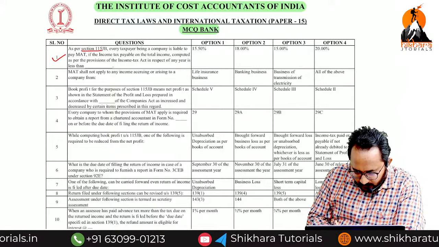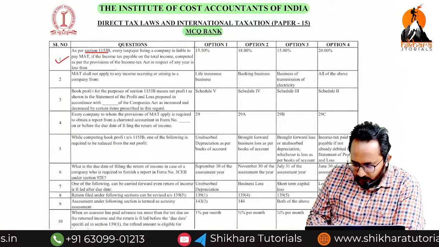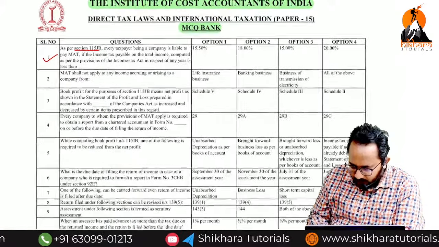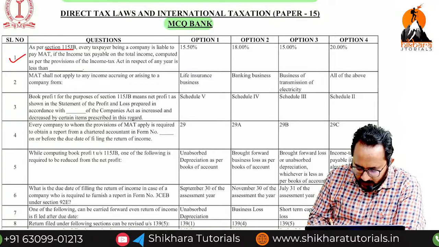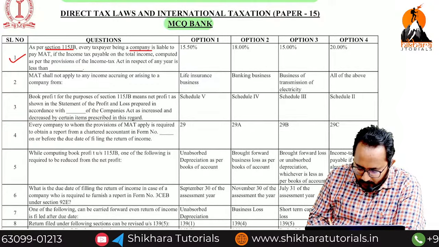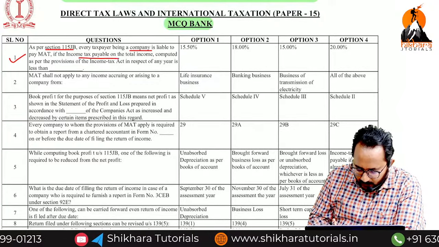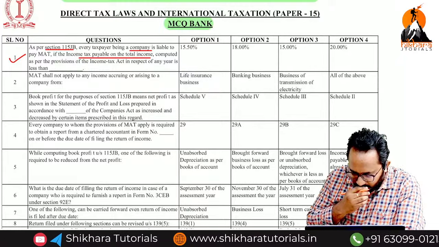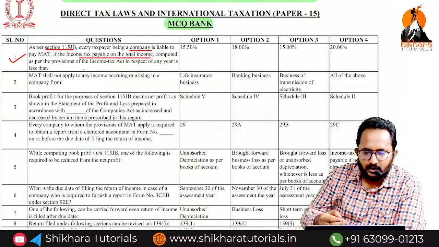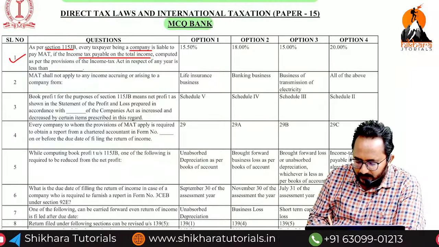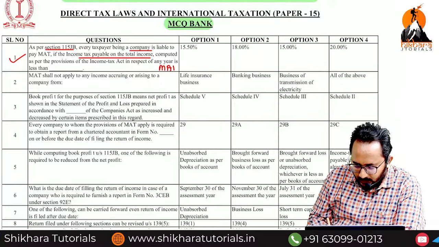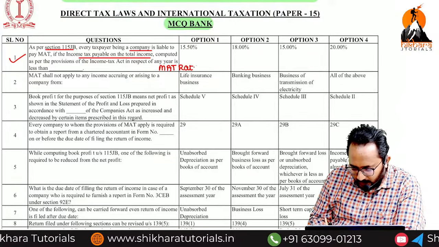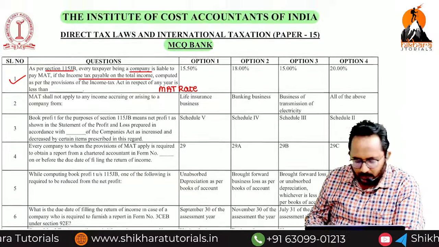Section 115JB, every taxpayer being a company is liable to pay MAT if the income tax payable on the total income computed as per the provisions of the Income Tax Act is less than that. So in this MCQ they are asking what is it? The MAT rate, minimum alternative tax rate. Any idea? Simply 15%.